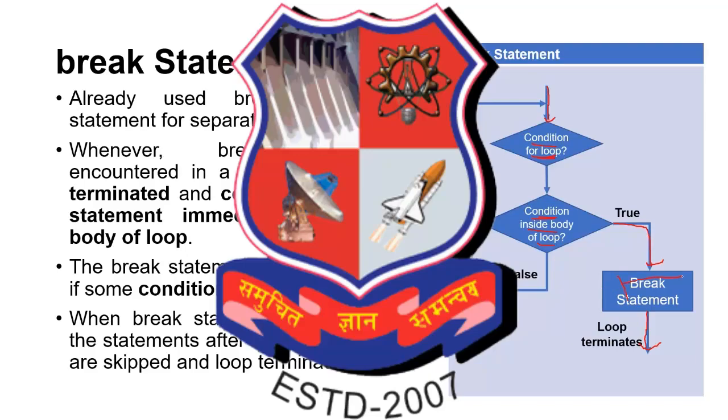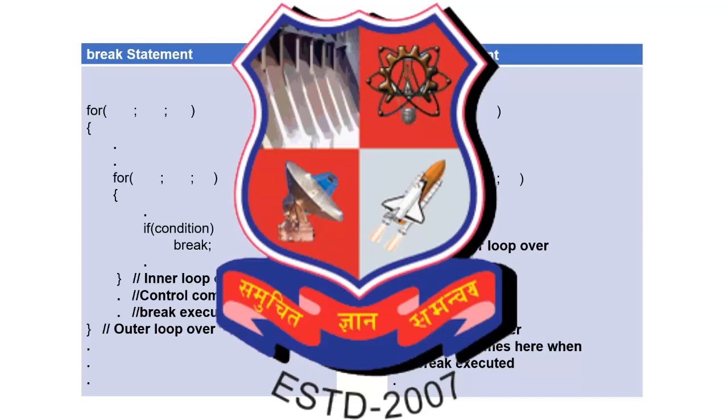If a break statement is encountered, then the particular loop is terminated and control is given to the statement outside the body of the loop. The break statement will be executed if some condition is satisfied. It means if we are going to use a break statement, we have to use it with some condition, for example, an if statement. When the break statement executes, all statements after that up to the end are skipped and the loop is terminated. Now we'll see how the execution of break works.